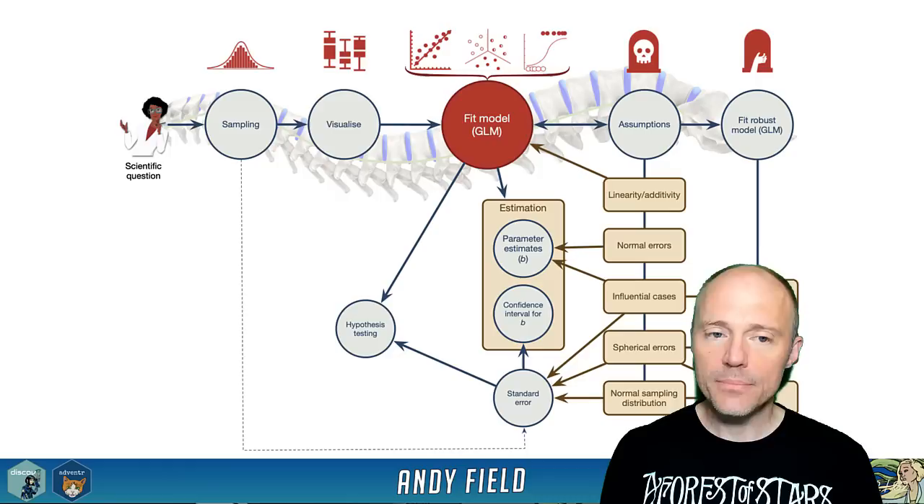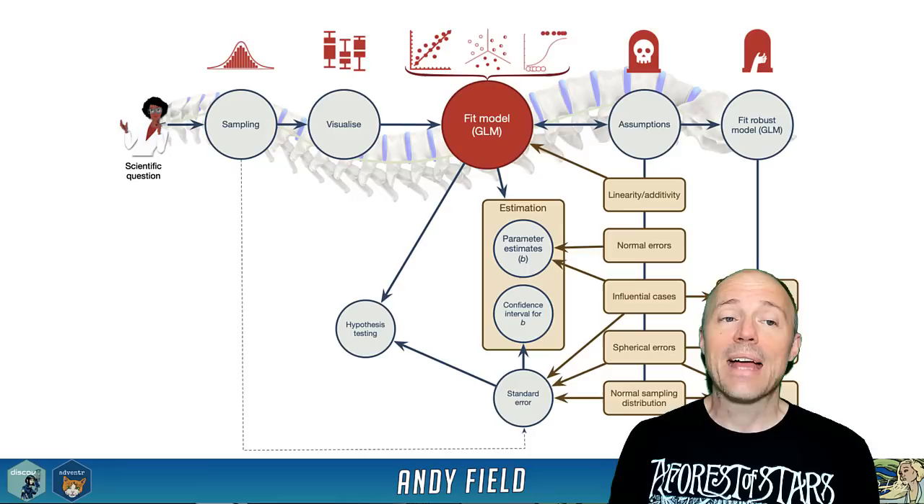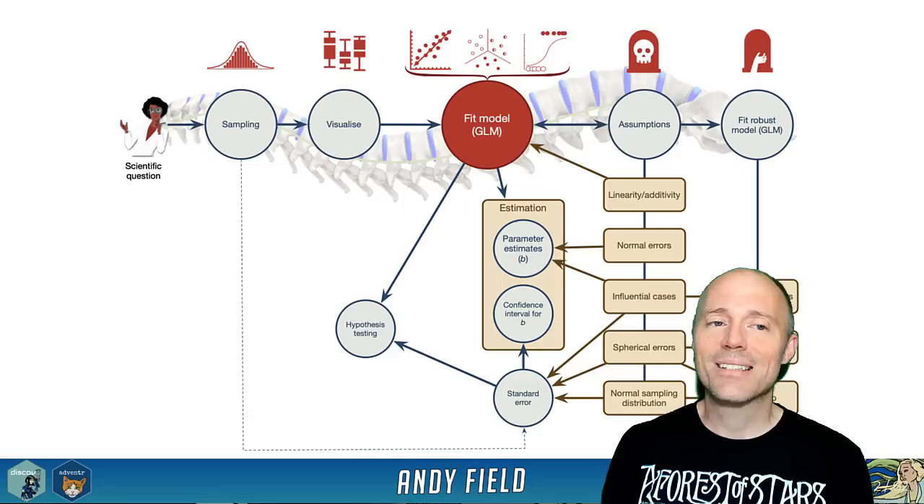So we've seen this diagram lots and lots of times before. It just outlines the process that scientists go through. They'll begin with a scientific question, something they're interested in answering, and having worked out what variables they want to measure, they'll then measure those variables in a sample. And having collected data in a sample, they'll visualize those data and then fit a model.